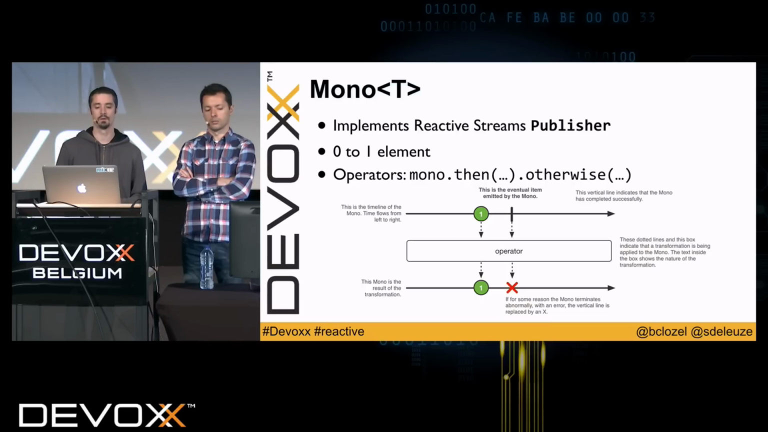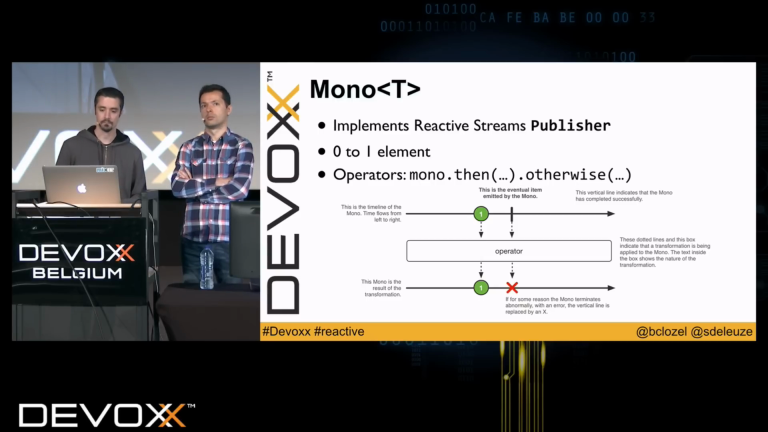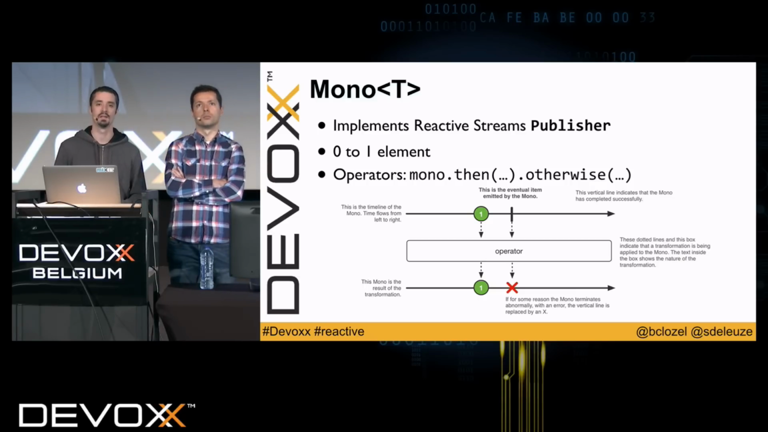There are various operators. You see that we have tried to reuse names like then, usually used in promise type APIs. And it contains fewer operators because not all operators are meaningful for single results. So that's a much simpler API than Flux.